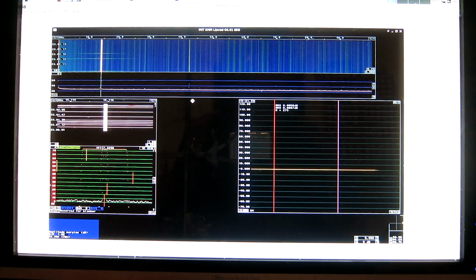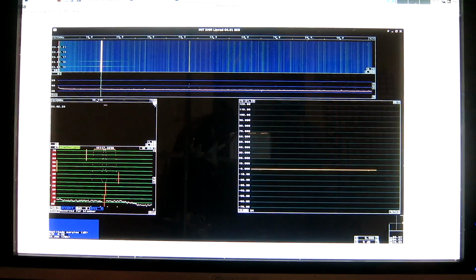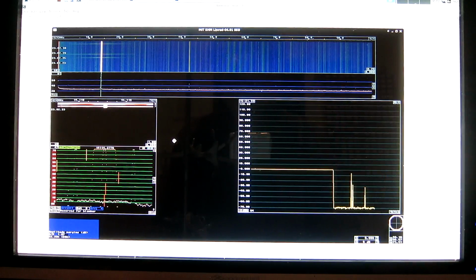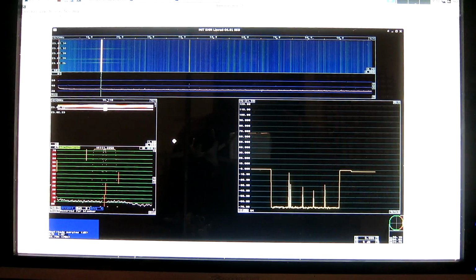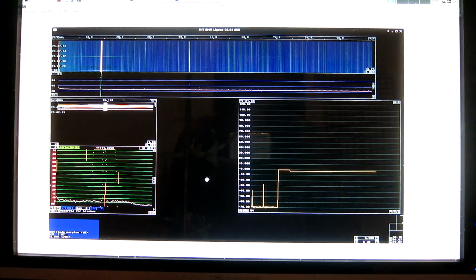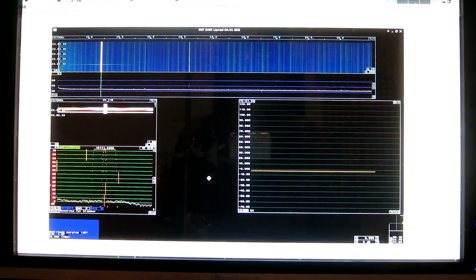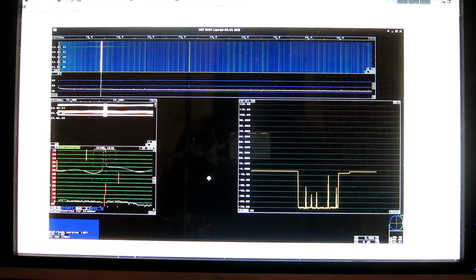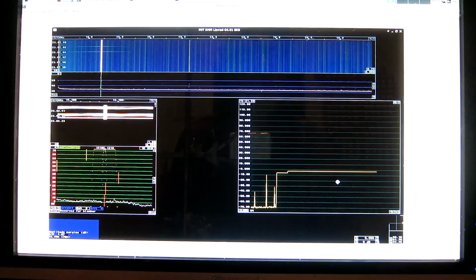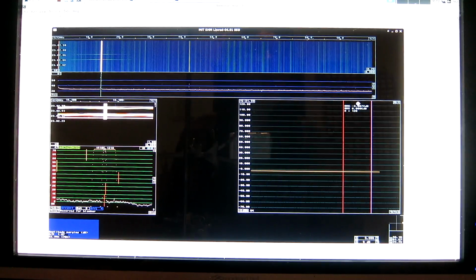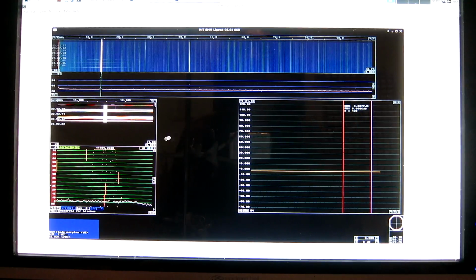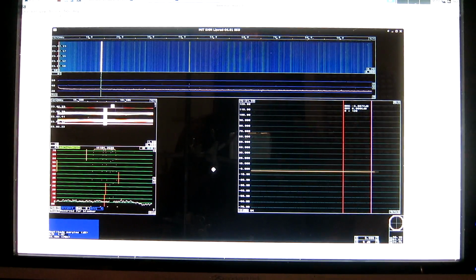We have a lot of spurs. I can make this a little bit narrower and then change the frequency with the wheel mouse. And you can see this spur is very strong. And this one also. It's only 3 dB below the main signal.